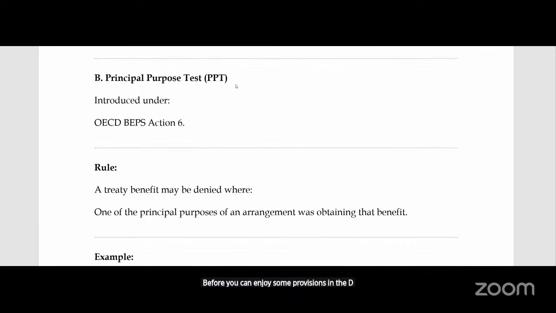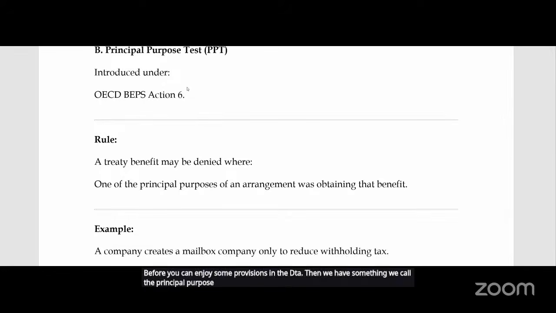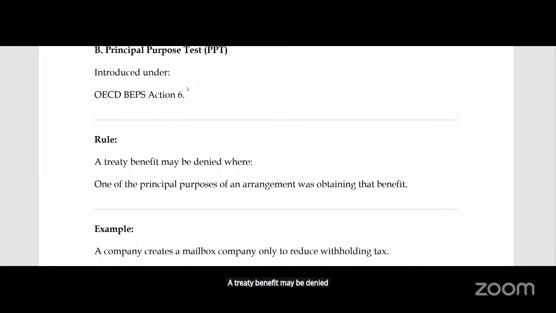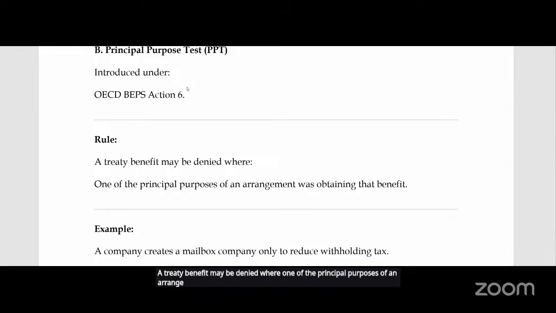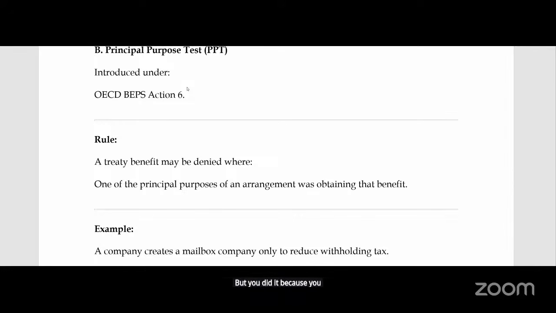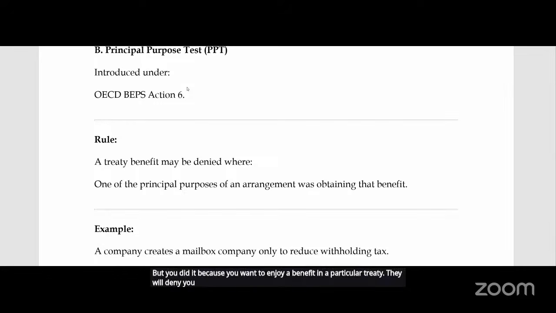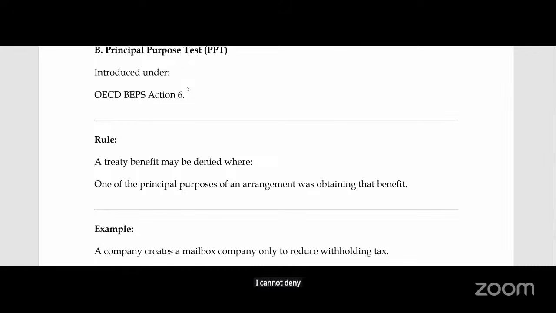Then we have something we call the principal purpose test in the DTAs. It was introduced under Article 6. What's the rule? The rule says that a treaty benefit may be denied where one of the principal purposes of an arrangement was to obtain that benefit. This is what I was saying, that is the business purpose rule. So if the tax authorities examine this and see that the thing you are doing wasn't because you want to do business, but you did it because you want to enjoy a benefit in a particular treaty, they will deny you. I cannot deny you, Odo. Okay, they will deny you. You understand?